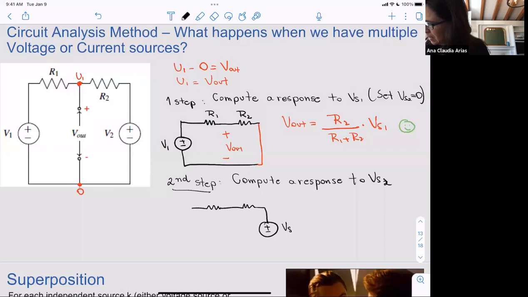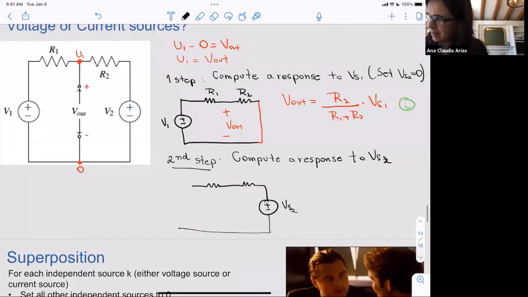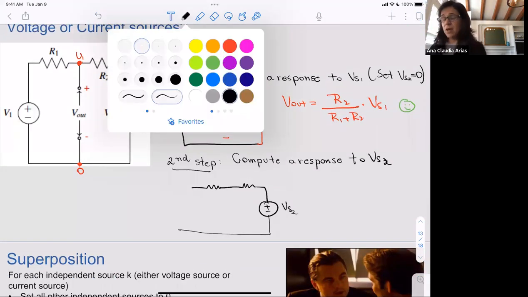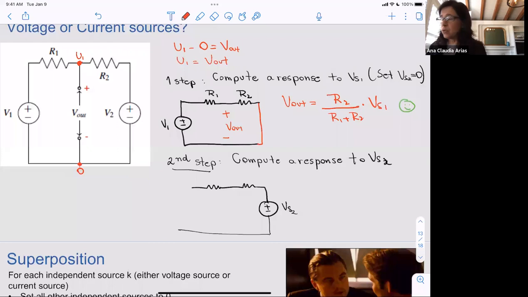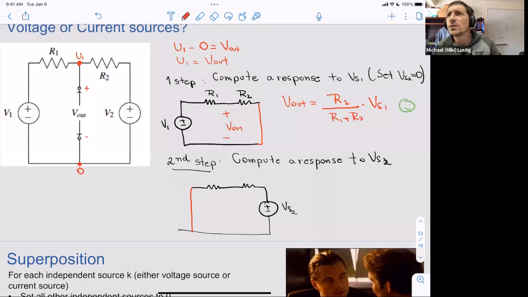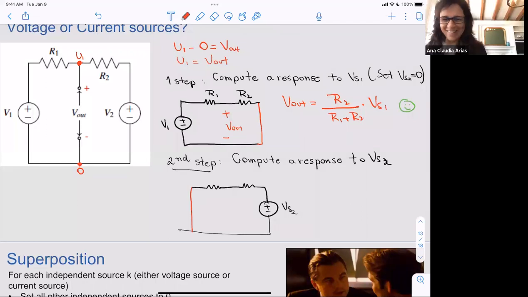VS2, and then right here on the part of the circuit where I had a voltage source, when I set a voltage source to 0, what does it do? That's a wire, right? And now again we come here, measure V out. And what's going to be V out?